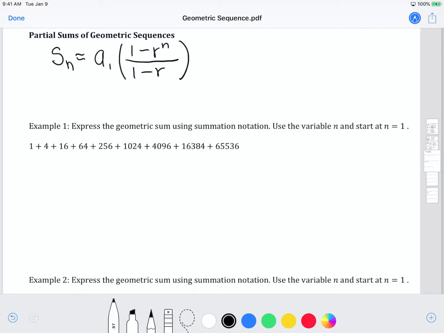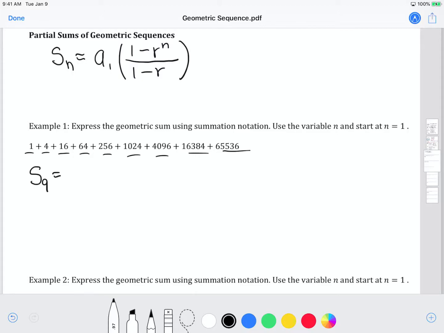So in example 1, it says express the geometric sum using summation notation. We are going to use both methods so we can practice. We're going to use summation notation and we're going to use the formula. If you notice, there are no missing terms here. We have 1, 2, 3, 4, 5, 6, 7, 8, 9. And we want to add up those first 9 terms. So we want to find S9.